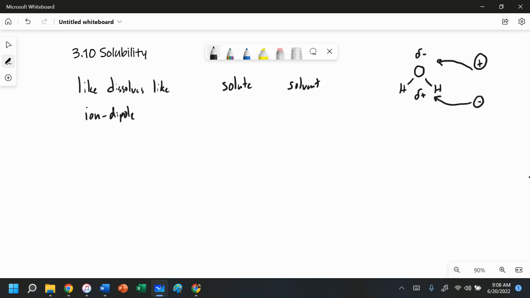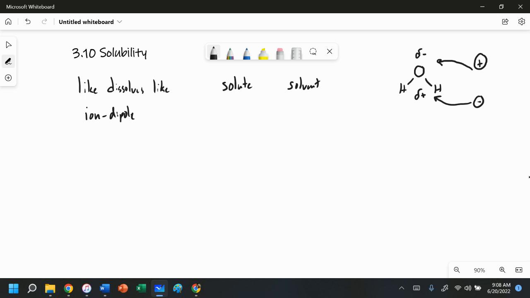And so ionic substances are soluble in polar substances because the positive and negative poles of the polar substance will attract the ions. So that's the first way that something can be soluble. Is it ionic, and is it dissolving in a polar substance?